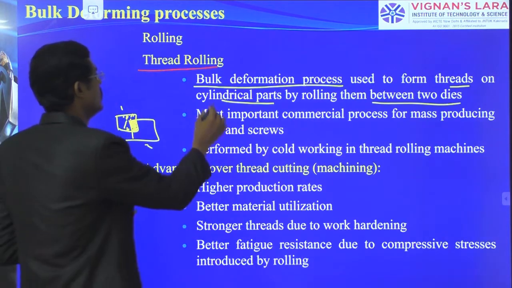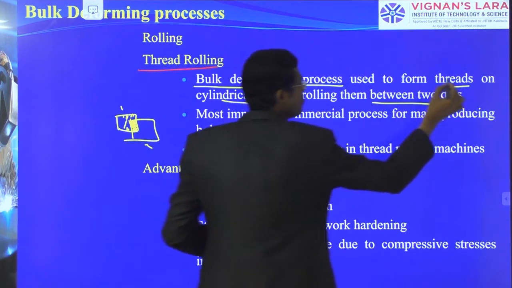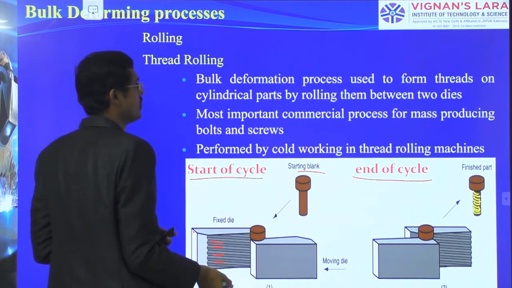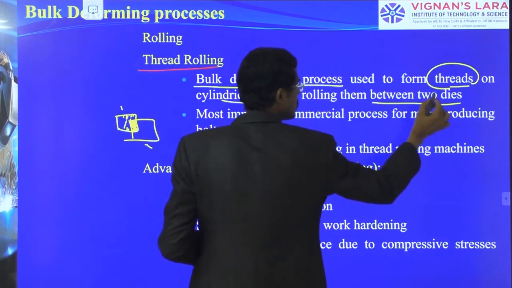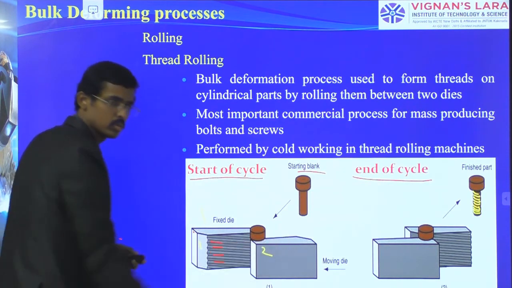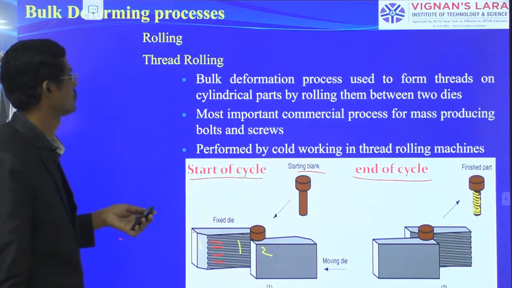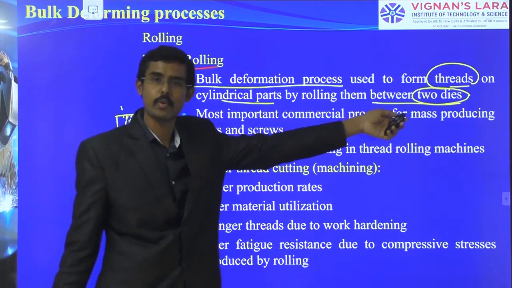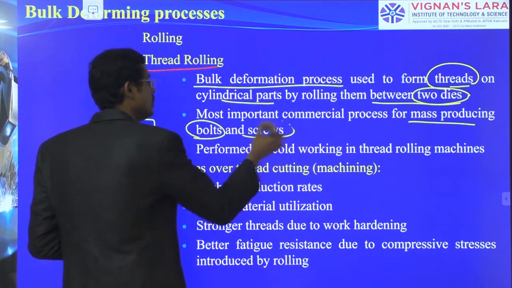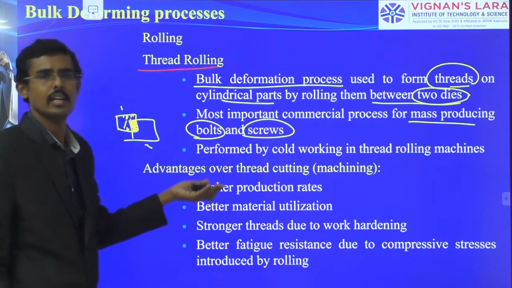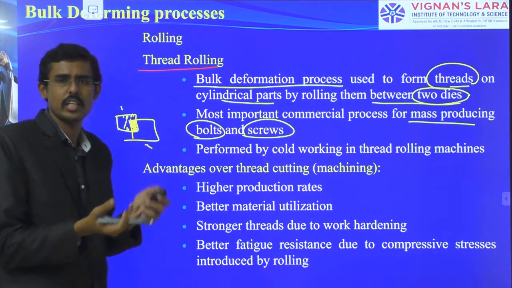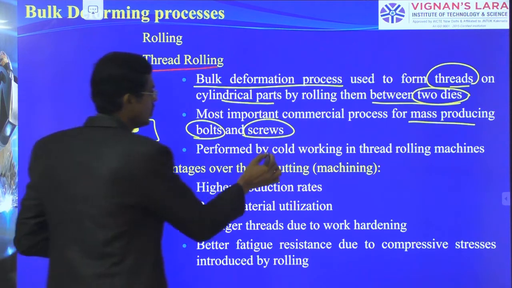So likewise, see, the bulk deformation process is used to form threads on a cylindrical part. First we have taken a cylinder. This is the cylindrical part. By rolling it between the two dies, die 1 and die 2, we can take threads. It is the most important commercial process of mass production. We are doing mass production of bolts and screws. This is performed as cold working, because the thickness is very small. Immediately by forcing we can change the shapes. Therefore it is a cold working operation.